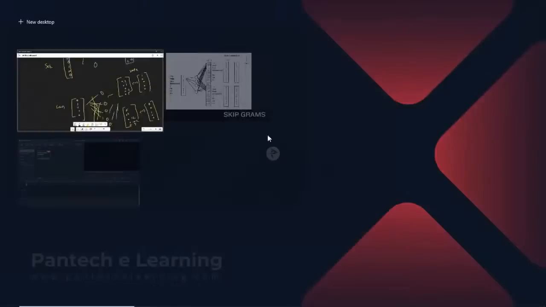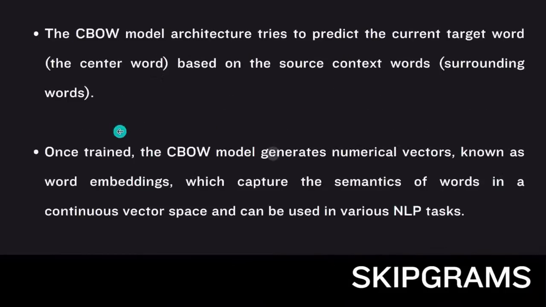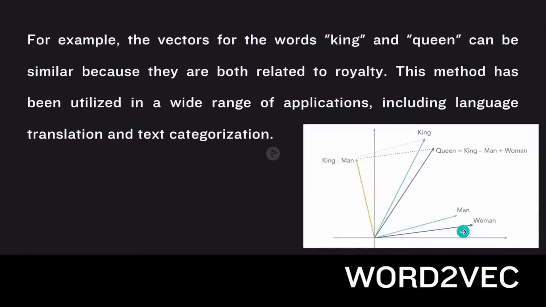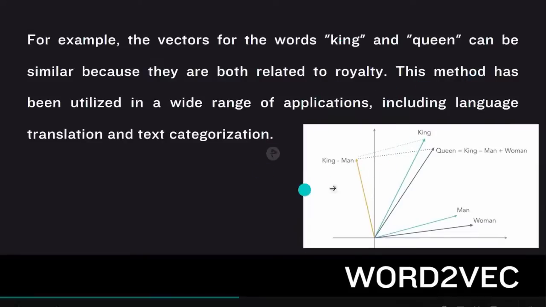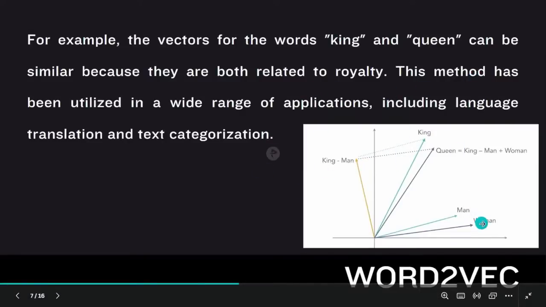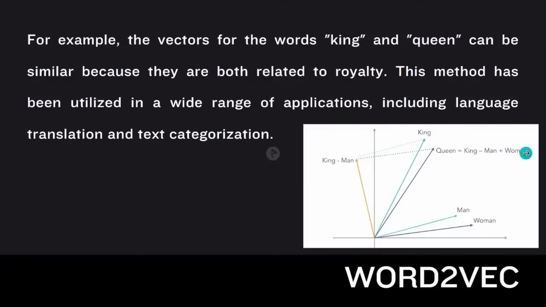And this is how we used to train our continuous bag of words, CBOW, and this is how the semantic meaning is achieved from word to vector. For example, the words like king and queen may be similar, and if you subtract man from king and add the vector of woman, then you should get the vector of queen, right? So that is the result which we will be expecting, and we can achieve this.